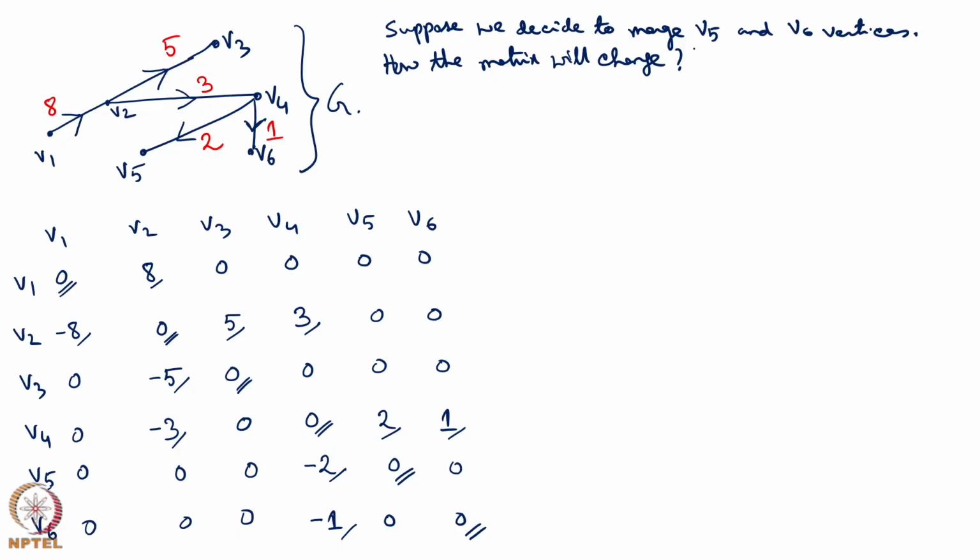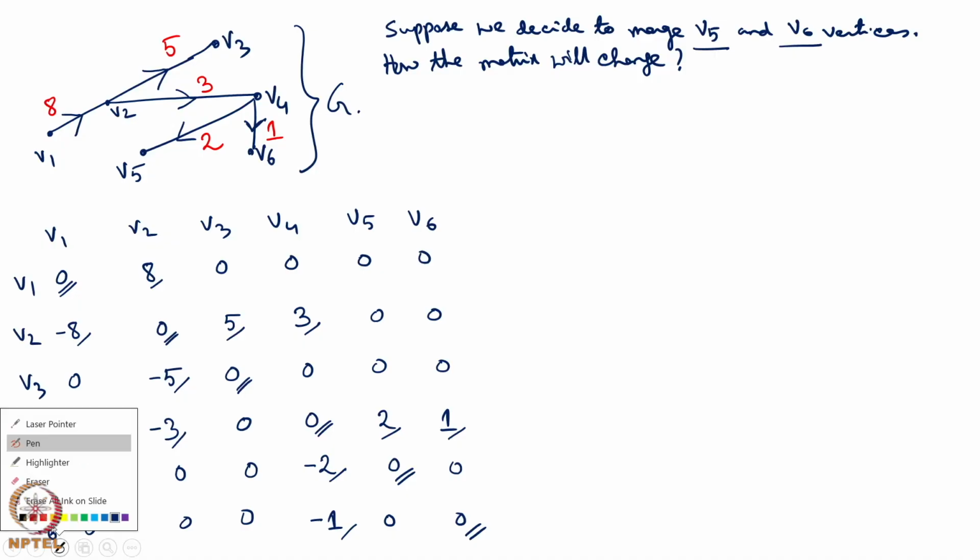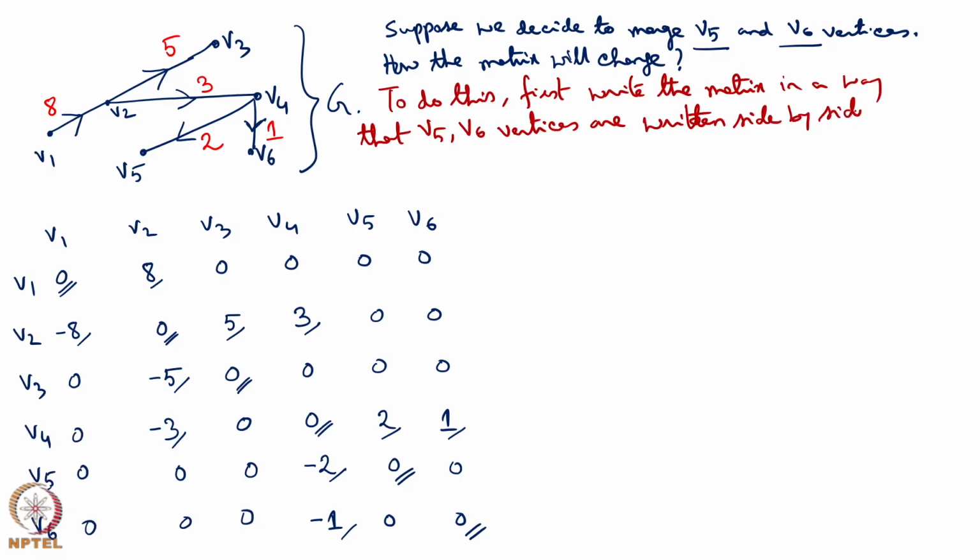To merge V5 and V6 and see how the new matrix will look, the first job is to write the matrix so that V5 and V6 come side by side. We note that in this case it is already so. They are kept side by side here, and here also. If V5 and V6 are not side by side, we can rewrite them side by side.